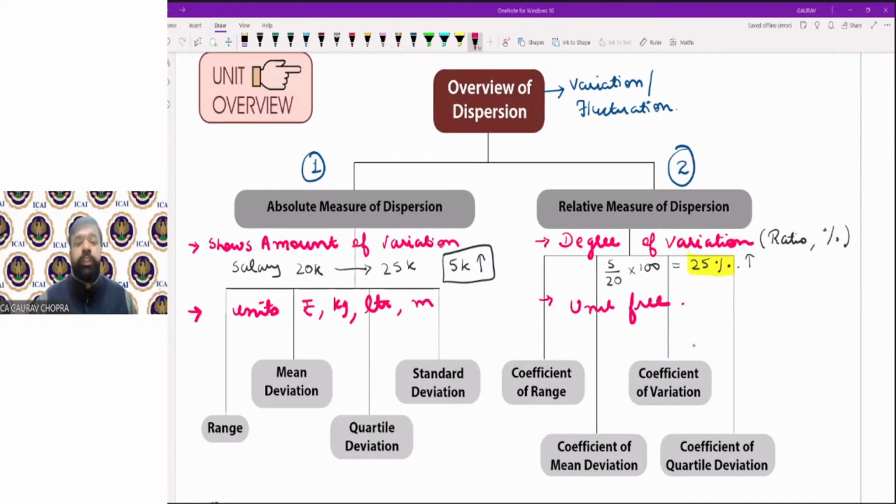Okay, I think there was some disturbance in between. So let's go through once again. So we were talking about absolute and relative measure. The absolute measure shows the amount of variation, whereas relative measure shows degree of variation.